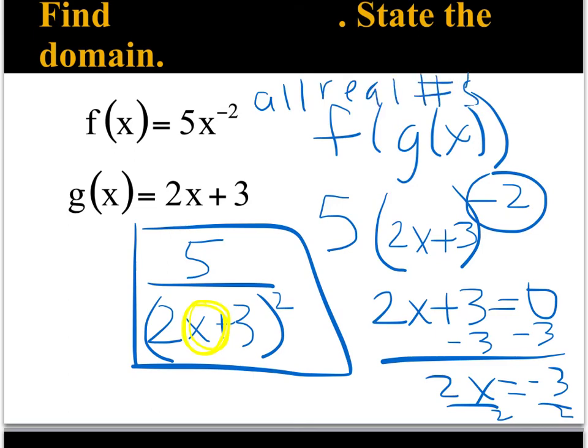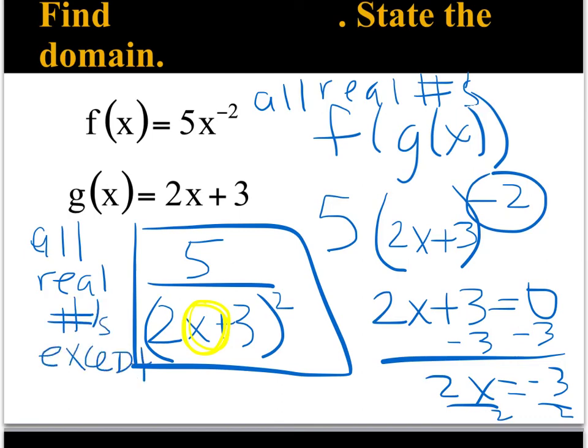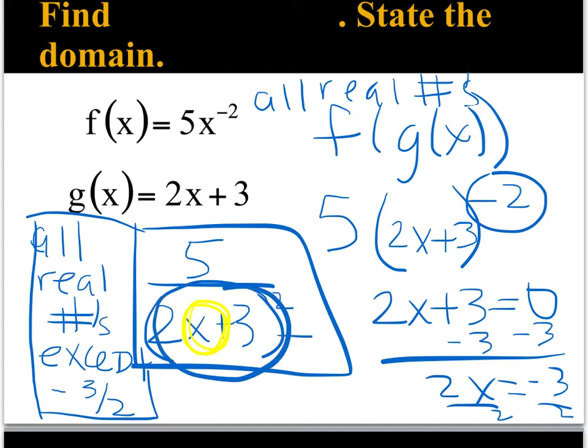Let's erase that right there. Oh, I can't. Let's try it again. Oh, it won't let me do it. Okay. So all real numbers except, here, let's write it over here. All real numbers except negative 3 over 2. So x can be any number I want except for negative 3 over 2, because negative 3 over 2 will make that thing 0, and we cannot have that.